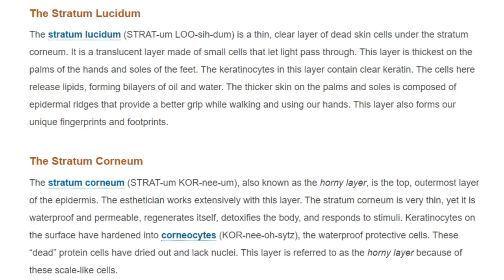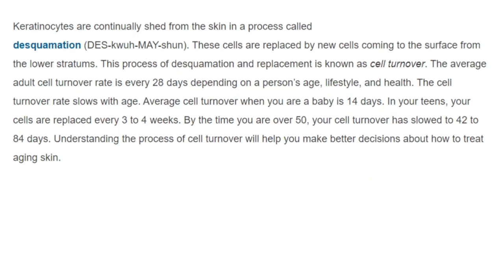The stratum corneum is very thin, yet it is waterproof and permeable, regenerates itself, detoxifies the body, and responds to stimuli. Keratinocytes on the surface have hardened into corneocytes, the waterproof protective cells. These dead protein cells have dried out and lack nuclei. This layer is referred to as the horny layer because of these scale-like cells. Keratinocytes are continually shed from the skin in a process called desquamation.